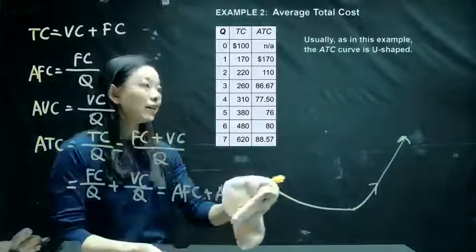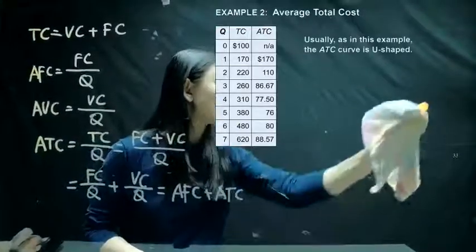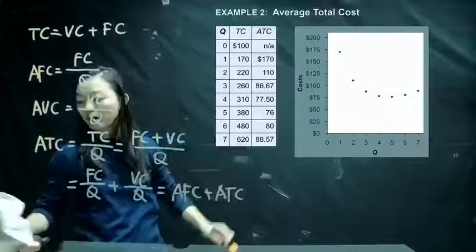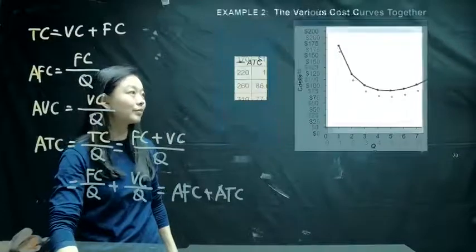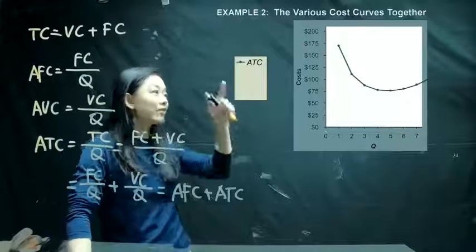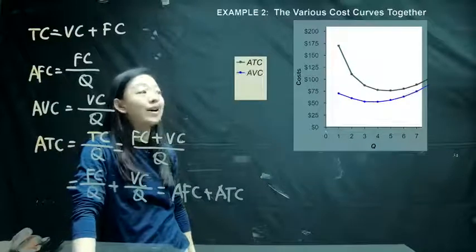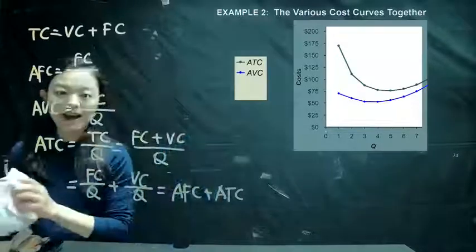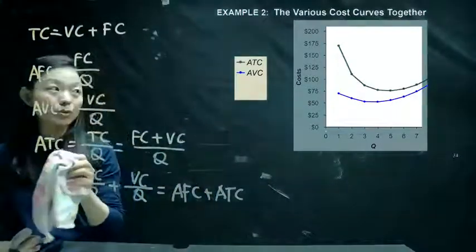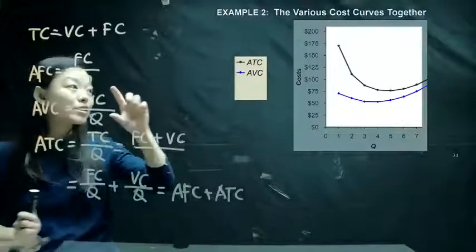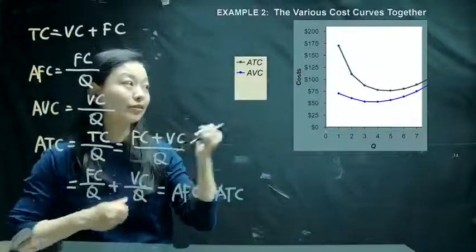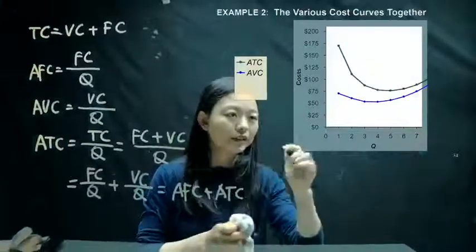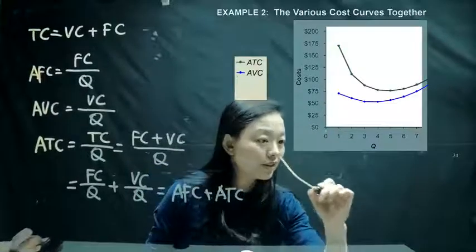Usually, in this example, the average total cost is U-shaped. So this is the average total cost curve. Now, let's look at the average variable cost curve as well. Look at these two graphs. One thing I want to emphasize: you can see the vertical distance between these two graphs, like this.